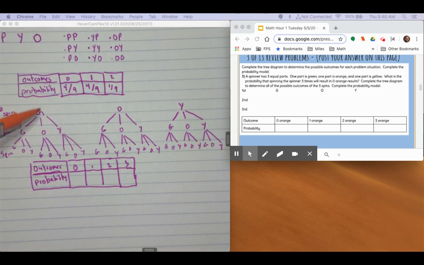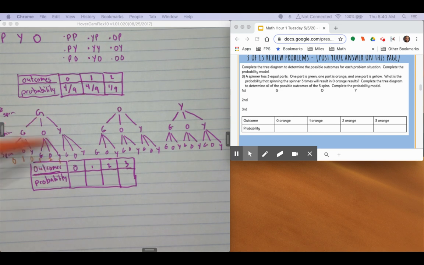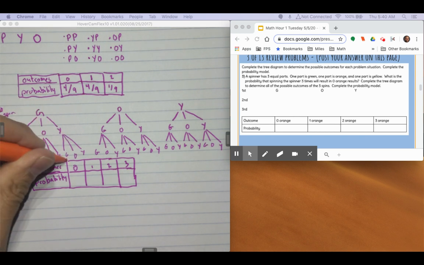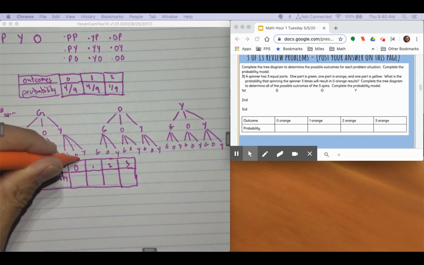Green, green, green. So that's 0. Green, green, orange. That's 1. Green, green, yellow. That's 0. Green, orange, green. That's 1. Green, orange, orange. That's 2. Green, orange, yellow. That's 1. Green, yellow, green. That's 0. Green, yellow, orange. That's 1. Green, yellow, yellow. That's 0.